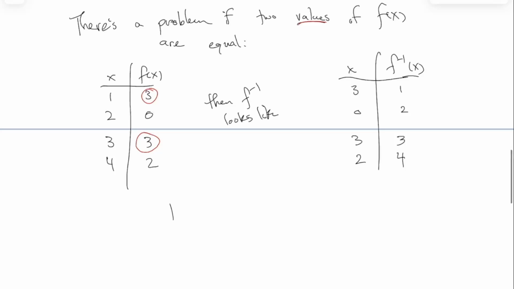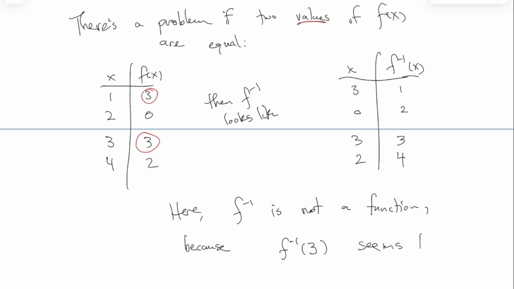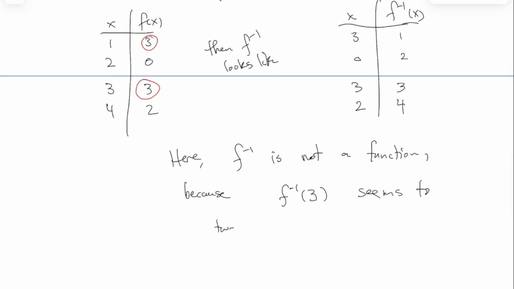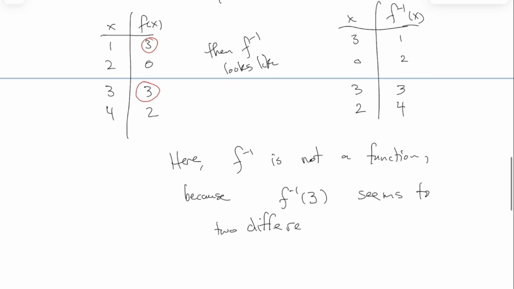So here, f inverse is not a function. You can still talk about it, it's still something, but it's not a function. So we generally don't want to talk about it, at least in a calculus class. We are concerned with functions. F inverse is not a function because f inverse of 3 seems to have 2 different values. The first row says f inverse of 3 is 1, but the third row says f inverse of 3 is 3.